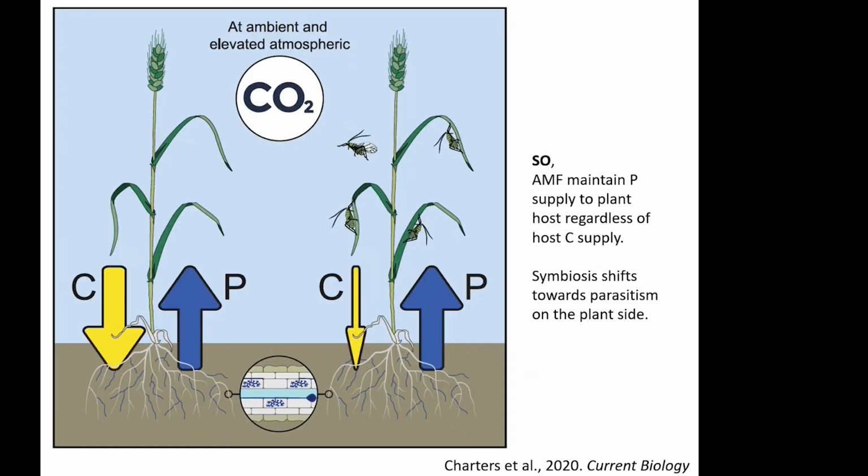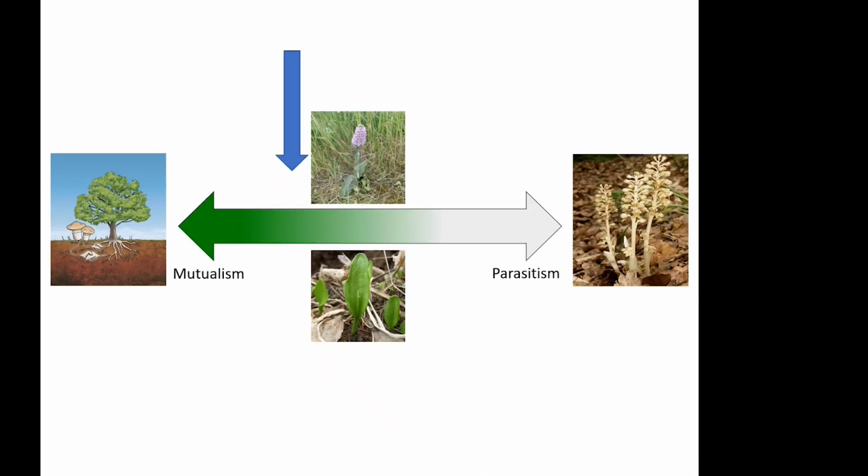So, as a quick summary of that experiment, it seems that the mycorrhizal fungi are able to maintain phosphorus supply to their host plant regardless of that host carbon supply in this situation. And actually what happens is that the symbiosis moves along the continuum towards the plant becoming parasitic on the fungus in that particular situation. That really illustrates the flexibility of the symbiosis, where in normal situations it might be mutualistic, but different factors can move it along that continuum. And you'll see soon why I'm stressing this so hard.